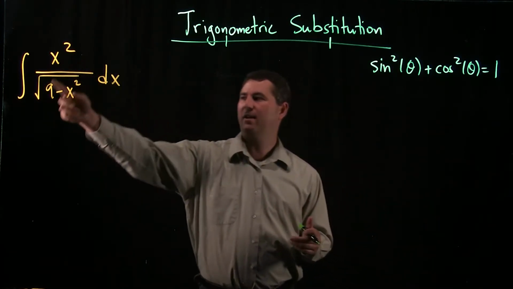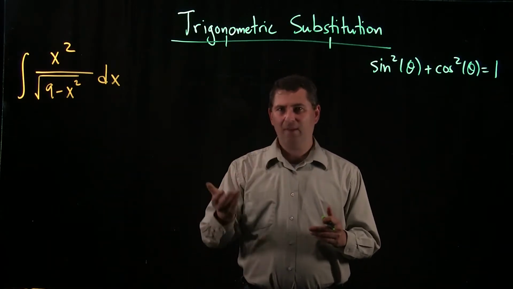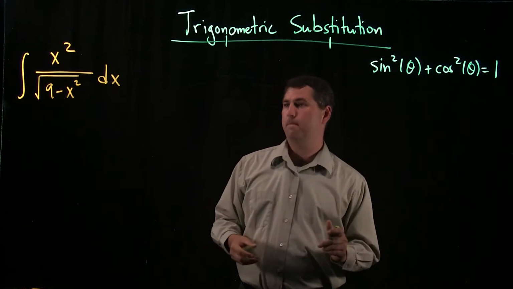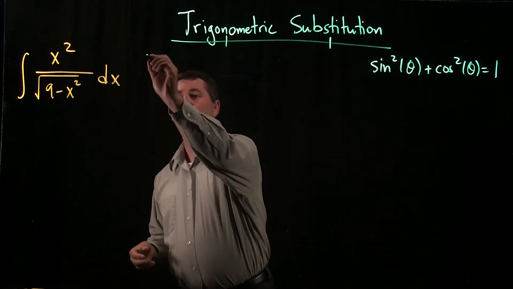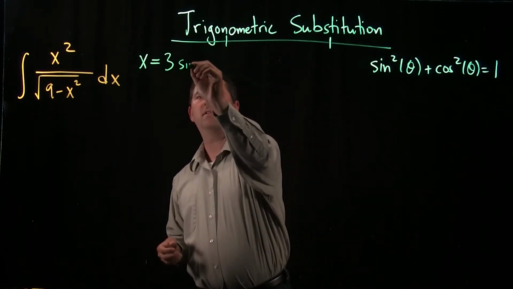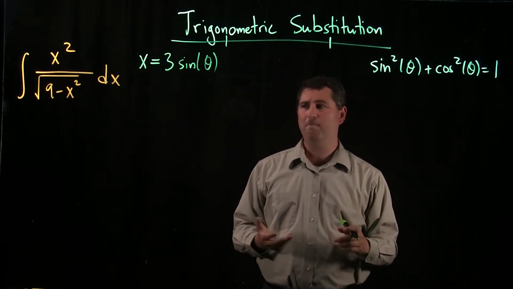So, I'm trying to find an antiderivative of x squared over root 9 minus x squared. And I'm going to make a substitution. It's going to seem like magic at the beginning, but I'll explain where it comes from. So, here's the substitution. I'm going to replace my x with 3 sine of theta. Okay, we're already getting the trig involved here.